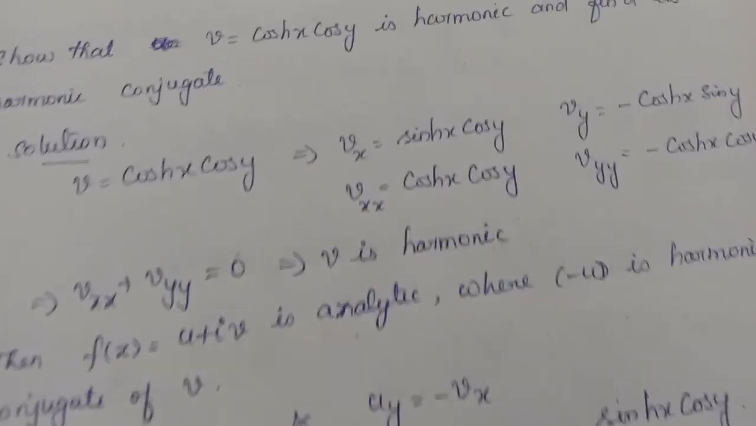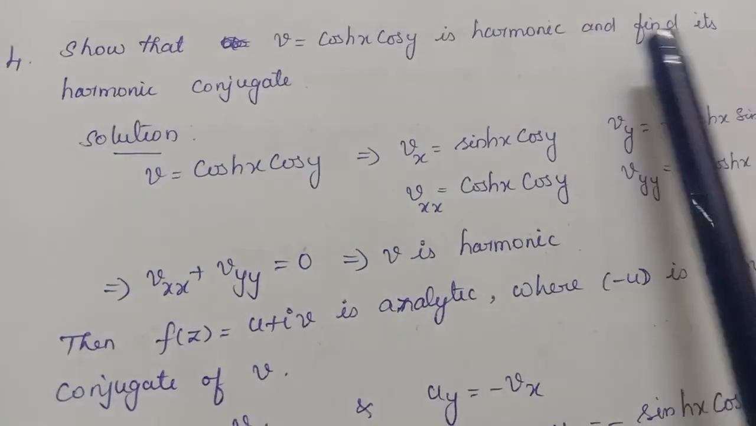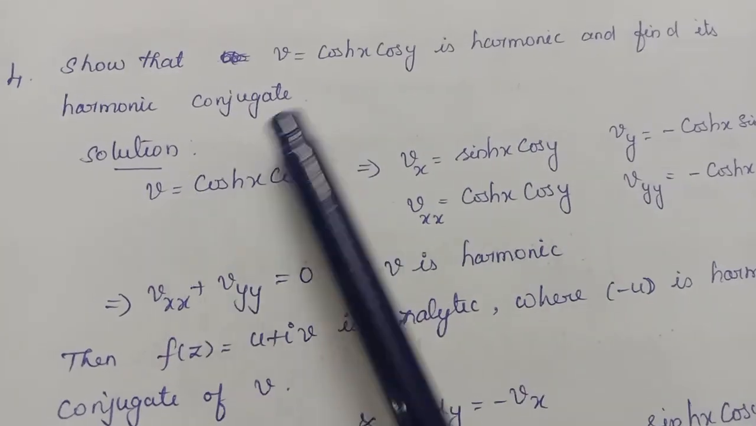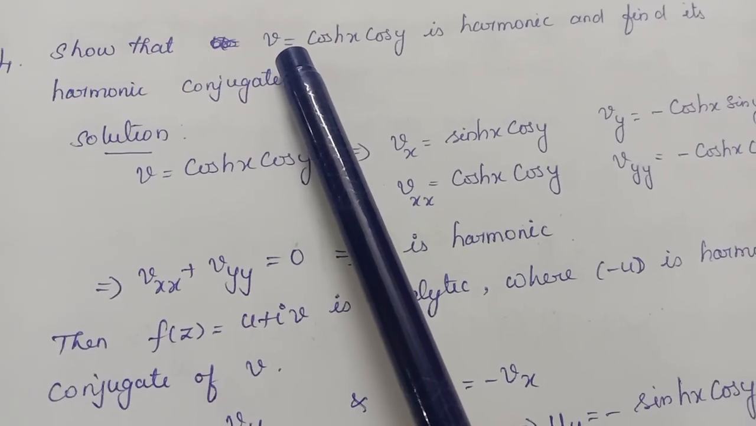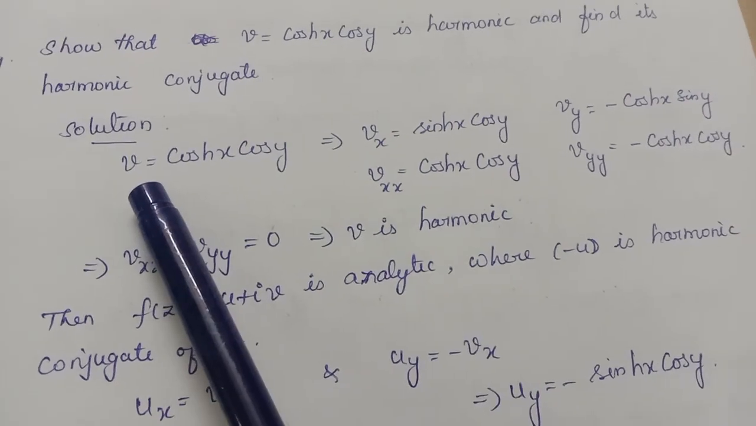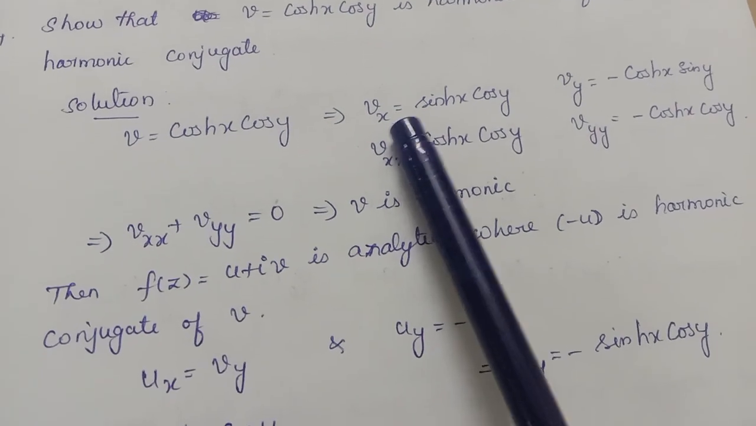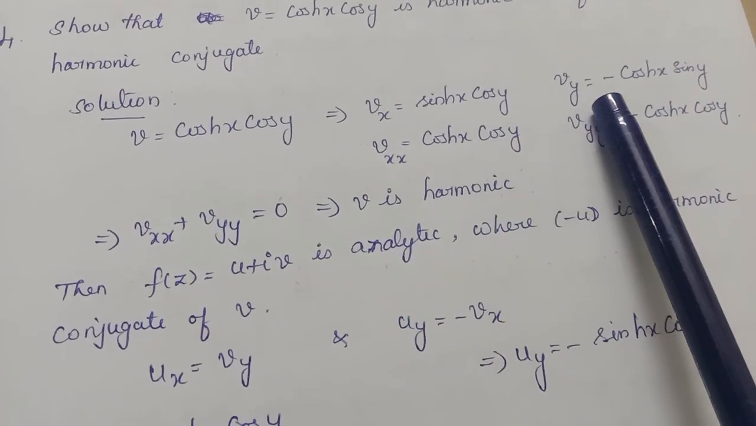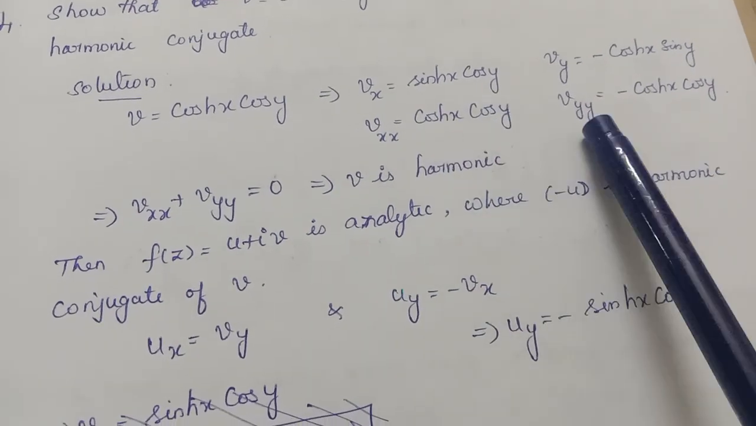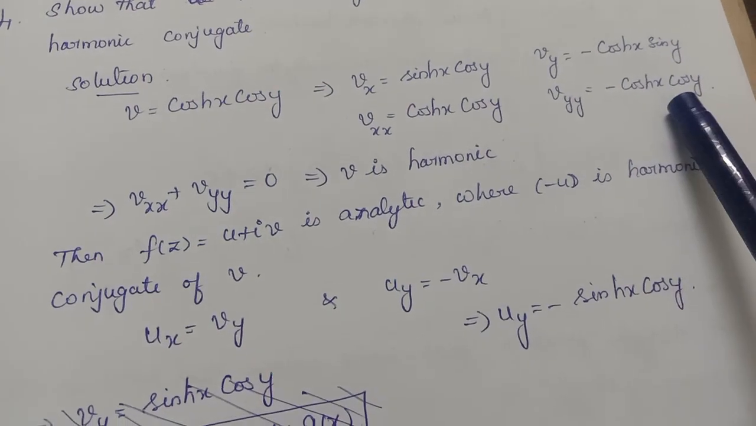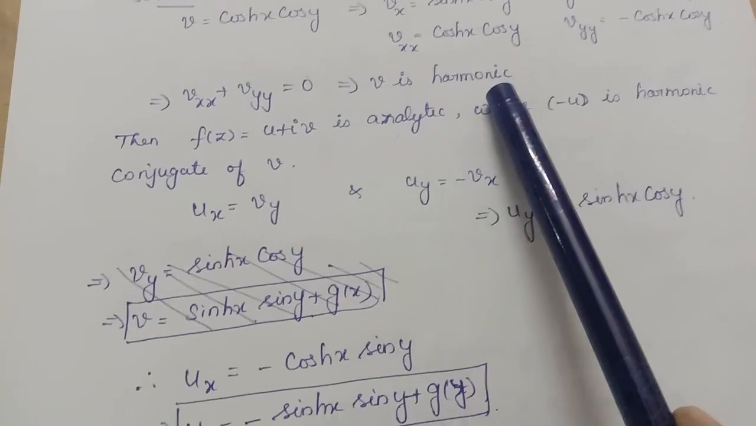Next problem: show that v equal to cosh x cos y is harmonic and find its harmonic conjugate. Here the v is given, that is the imaginary part. So if v is given, what is its harmonic conjugate? Minus u. First let me prove it is harmonic. For that I have to find its second order derivatives. So Vx equal to sinh x cos y, and Vy equal to minus cosh x sin y. And Vxx is cosh x cos y, and Vyy is minus cosh x cos y. Now if you add these two, you will get 0. Therefore we conclude v is harmonic.